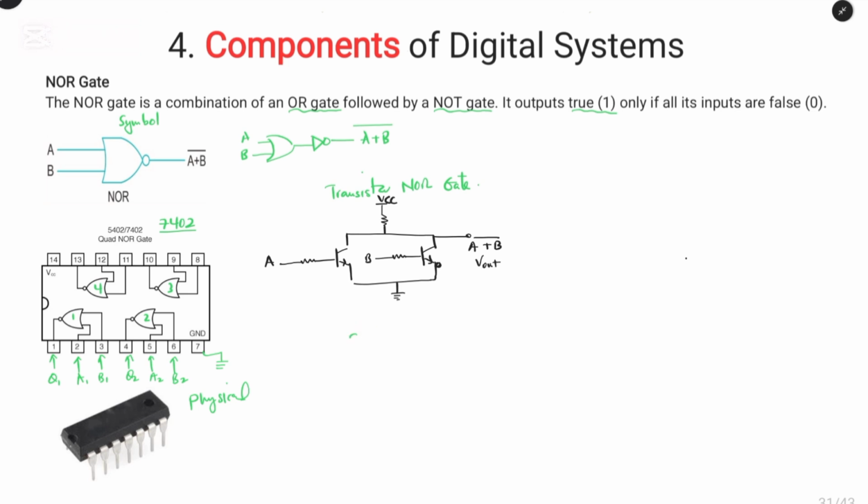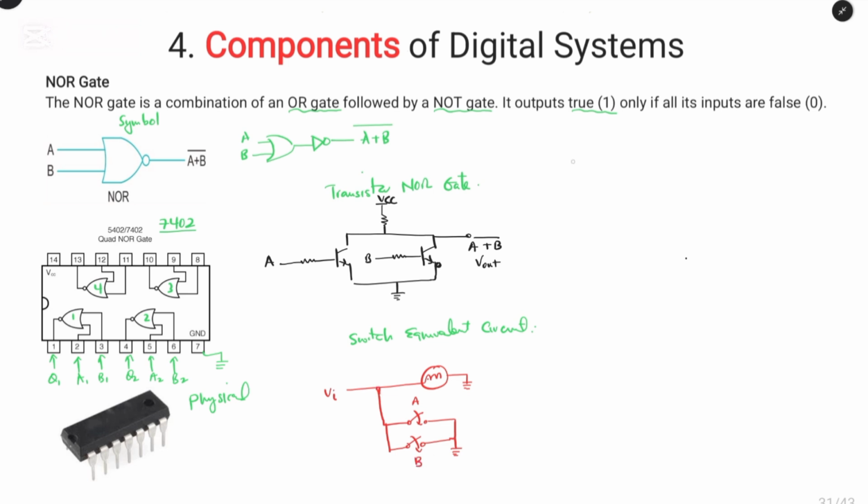Now we can look at the switch equivalent circuit for this NOR gate, and we can have the input V in to a light bulb connected to the ground, and we can have switch 1 and switch 2, which is also connected to the ground. So we have switch A and switch B.